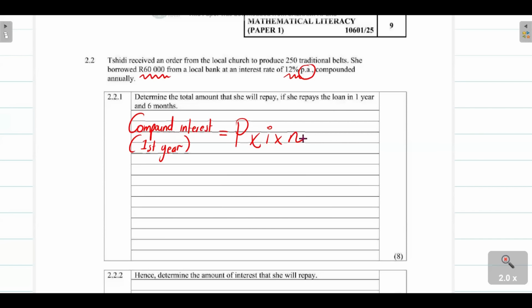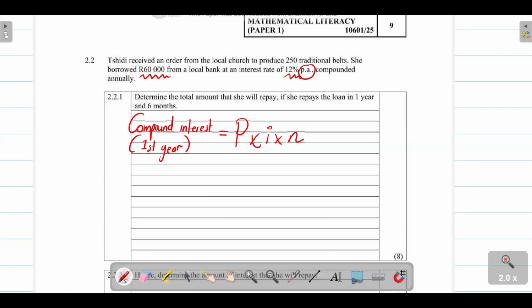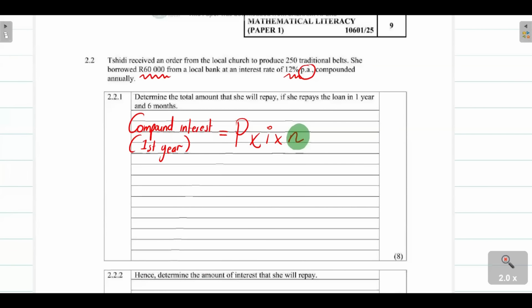When it comes to the loan period, especially with compound interest, you need to always ask yourself how often, to determine how many times you need to repeat this calculation. How often are they adding this interest? Once a year? Per month? Half yearly or quarterly? That determines how many times we will repeat these calculations.